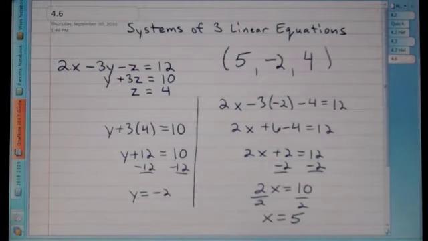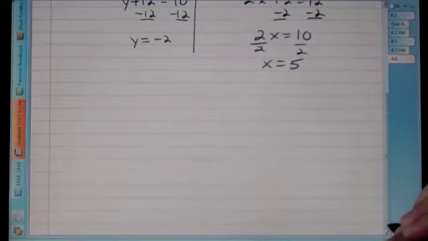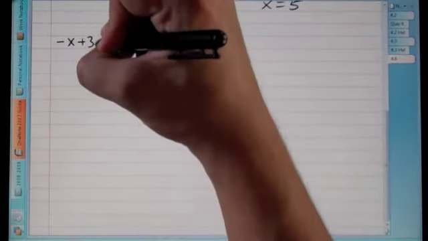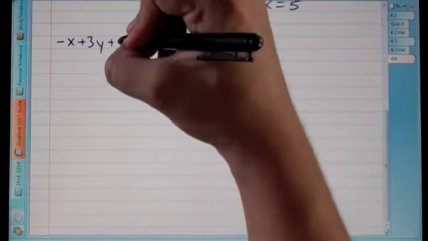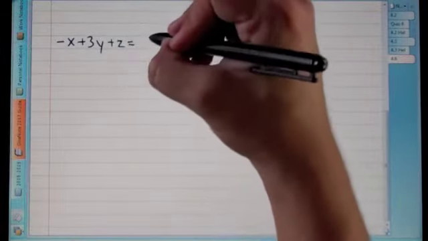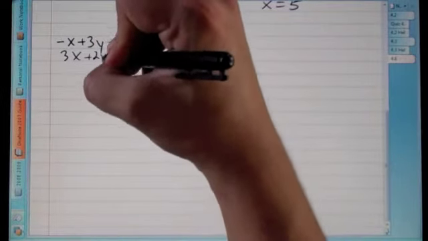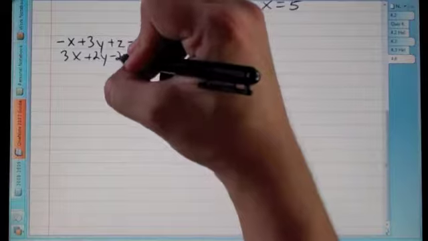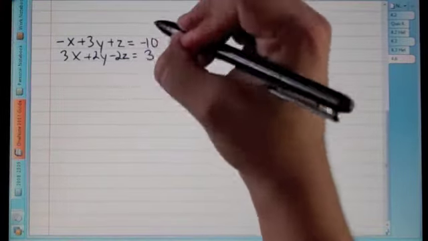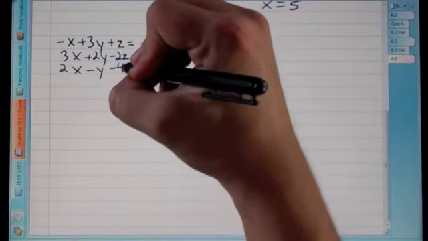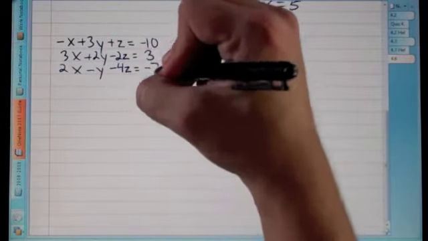Now the next problem that we're going to do, we're only going to do two examples. This is our first one. Now the next one we're going to do is quite a bit tougher. So the next problem looks like this. Negative x plus 3y, and I hope you guys are also writing this down, plus z is equal to negative 10. We have 3x plus 2y minus 2z is equal to 3. And then we have 2x minus y minus 4z is equal to negative 7.